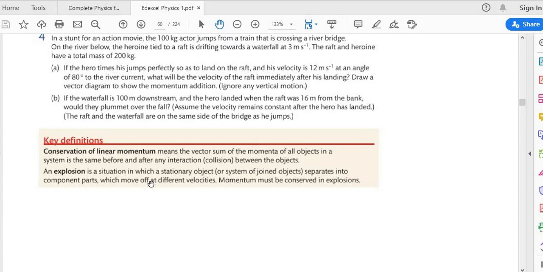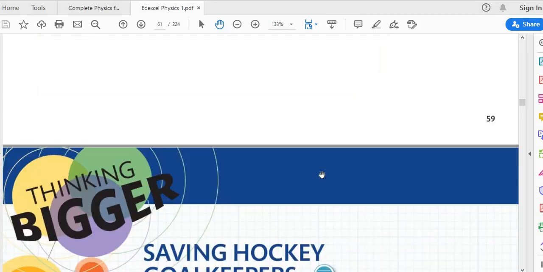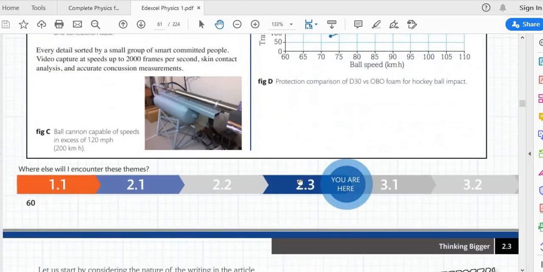An explosion is a situation in which a stationary object or system of objects, joined objects, separates into component parts which move at different velocities. Momentum must be conserved in explosion. So in the explosion, the total momentum before the explosion has to be 0, and it will be equal to the total momentum after explosion, which is also 0, because of the principle or law of conservation of momentum.